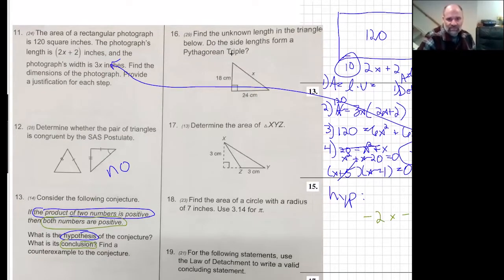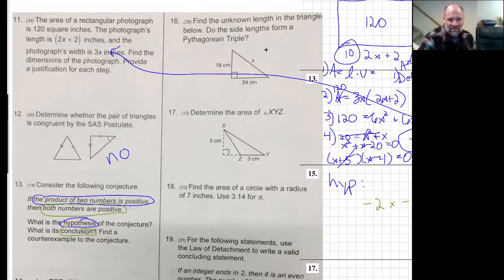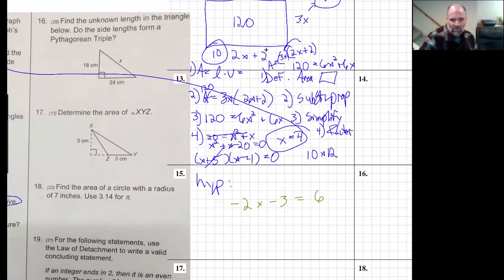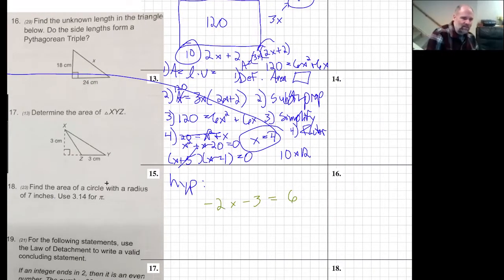Okay, number 16. Find the unknown length in the triangle below. Okay, let's use the Pythagorean theorem to figure that out. Whenever you do a Pythagorean theorem problem, just write it out. Pythagorean theorem is a squared plus b squared equals c squared. Now let's replace the a, b, and c with what we can. It looks like the x is the hypotenuse. So we're going to leave that x squared over here. We're going to plug in 18 squared and 24 squared. So far, so good.